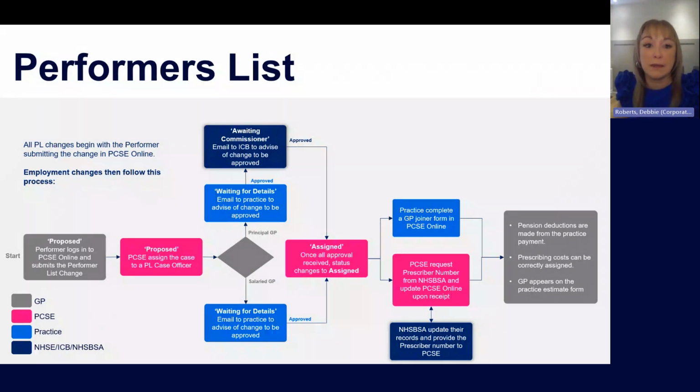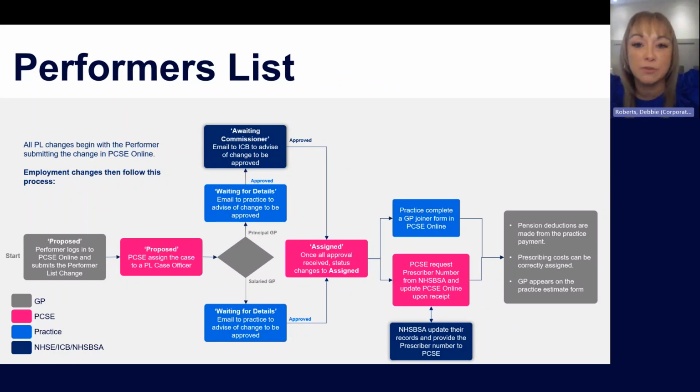Now, when a GP needs to make a change to the performer list entry, it's down to the GP to action that in PCSE Online. The practice can't submit the change and neither can the ICB. It all falls on the GP to do this. So what they'll do is log into the PCSE Online account, and then whether they are joining your practice or if they're leaving the practice or if they're changing role at the practice, everything will need to go through PCSE Online. Now, once a GP has submitted that request, it comes through to PCSE.